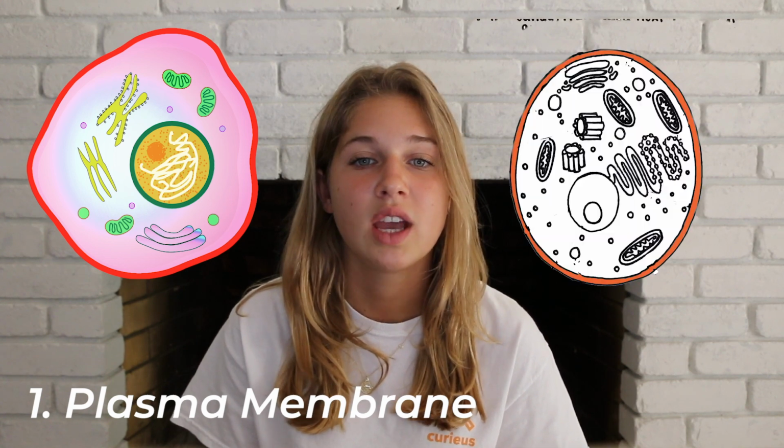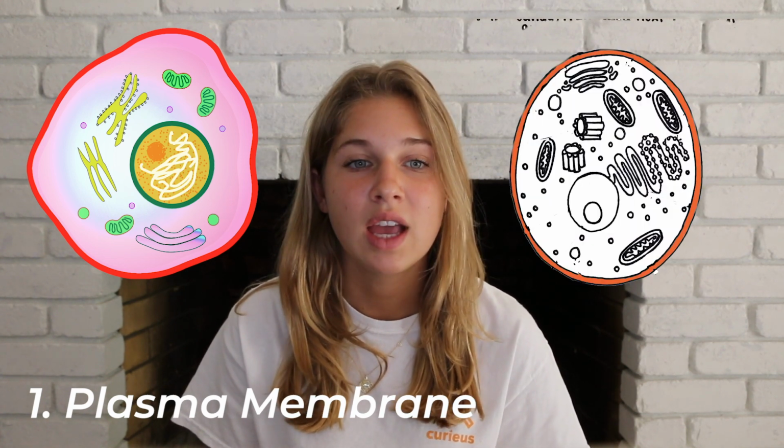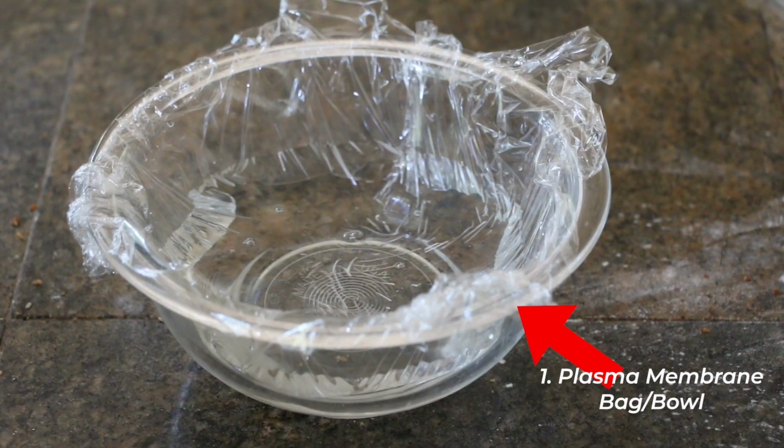Let's look at number 1 on the coloring sheet, the plasma membrane. The plasma membrane protects the cell. The plasma membrane is kind of like the walls of your house. Just as the walls of your house protect all of the belongings on the inside, the plasma membrane protects the jello, or cytoplasm, and all of its organelles on the inside. In our model, the plastic bag or bowl represents the plasma membrane. Color in the plasma membrane and write that the bag represents it on the line below.